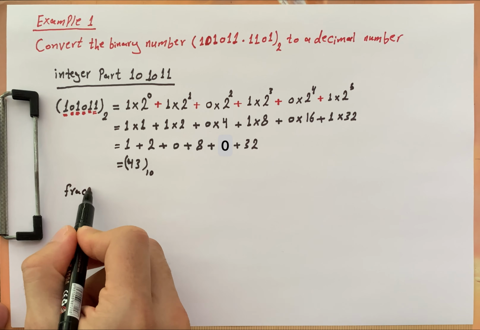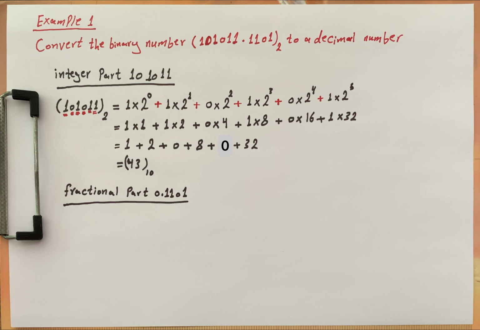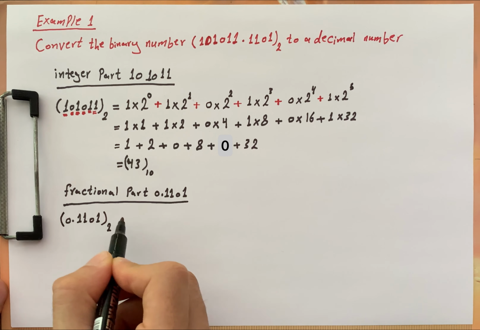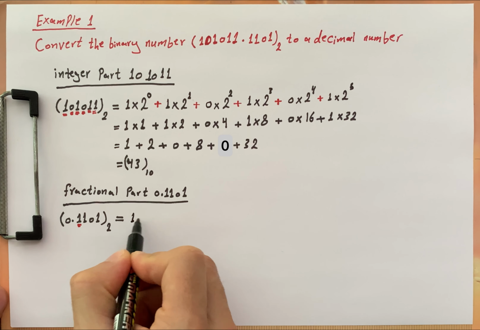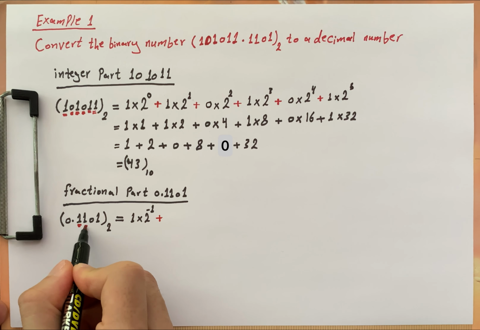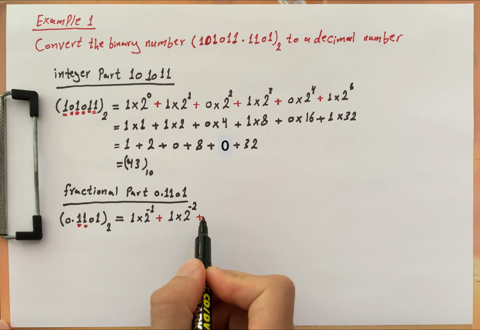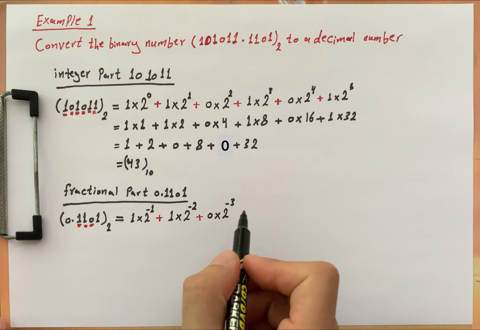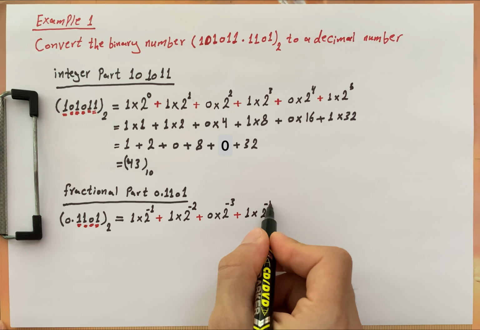Now we will convert the fractional part of the number, which is 0.1101. In the fractional part, we take the digits from the left to the right, starting with the first left digit after the decimal point, this one, and multiply it by the base 2 to the power of minus 1, plus the next left digit, this one, multiply it by the base 2 to the power of minus 2, plus the next left digit, this 0, multiply it by the base 2 to the power of minus 3, plus the next left digit, this one, multiply it by the base 2 to the power of minus 4.